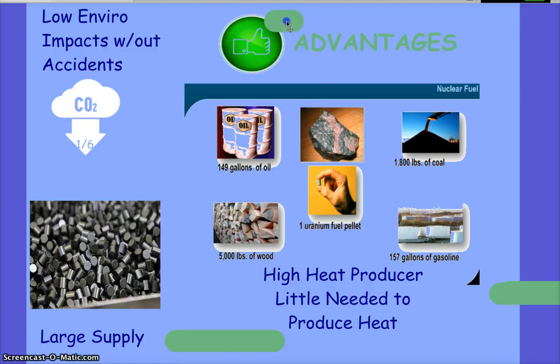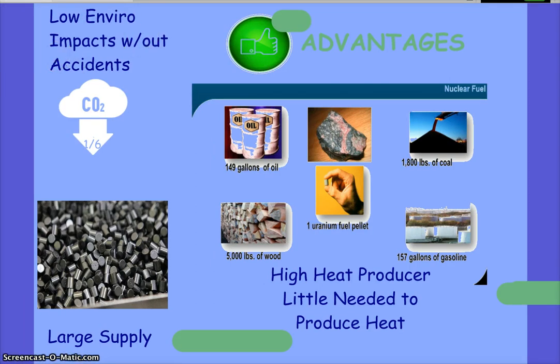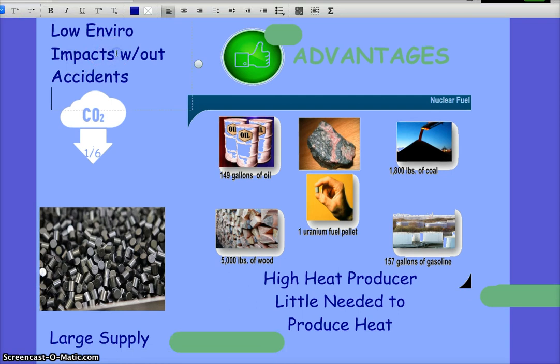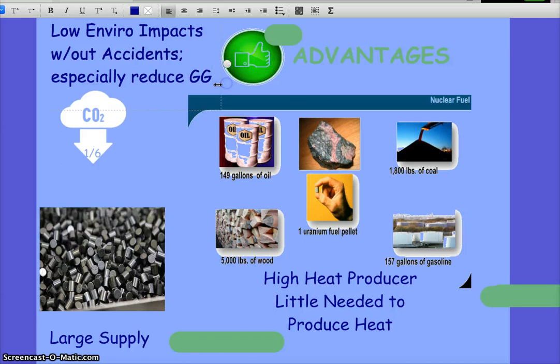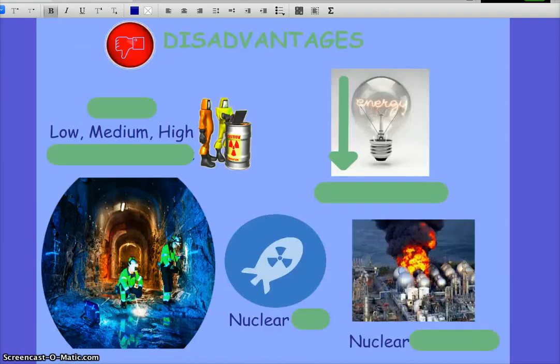I'm going to change this a little bit. I'm going to say low environmental impacts on air and water, or whatever, without accidents, especially reduction of greenhouse gases like carbon dioxide, nitrous oxide, all of that, okay? Now, we've got a lot of problems, and that's what we're going to focus on, because this is like the second time I tell you why we use nuclear.